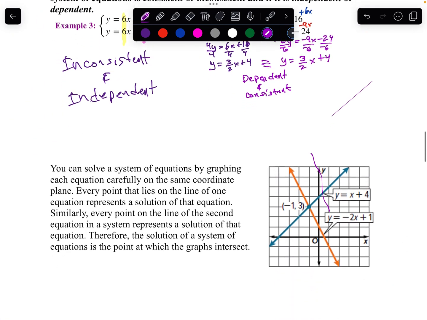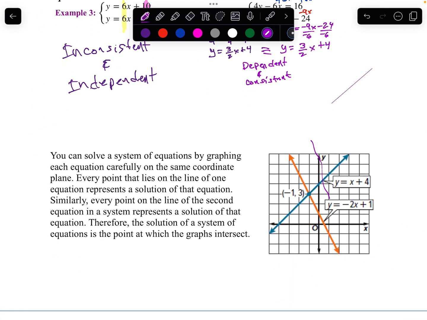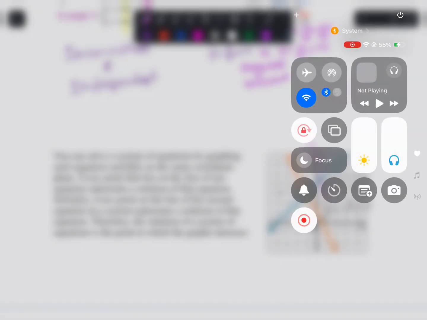Now, I can solve an equation by graphing, by just graphing each side of my equation. That makes it kind of cool, a lot less work to do. We'll do that in the next part of the video.